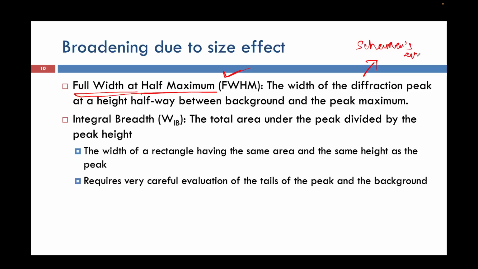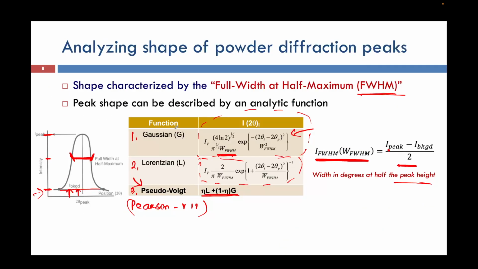However, some other scientists found another way of analyzing the peak, known as the WIB. Instead of FWHM, they calculated the integral breadth. Their argument was, why only calculate the width of the peak at exactly this height, right? Since the peak does not start here, why are we removing the complete background?